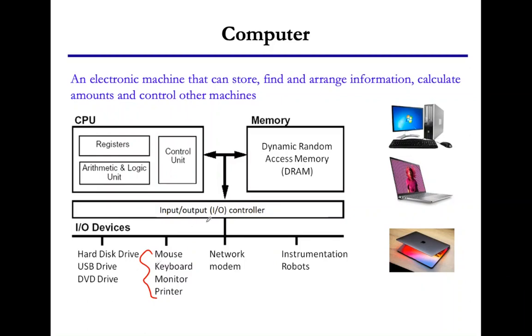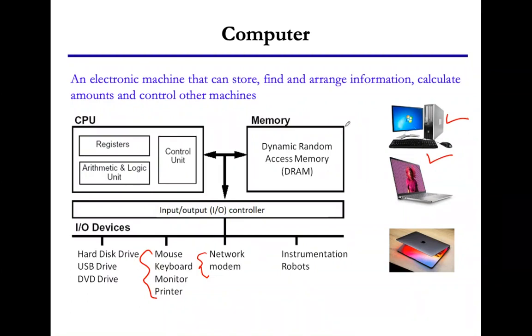And sometimes computers are connected to each other. For that, they require a certain interface we call the network interface. So the network interface card is also treated as an input output device. Another one is instrumentation robotics. So this is the overall picture of your computer. The computer can look like a desktop, it may be your laptop, it may be your mobile. So these are different devices.